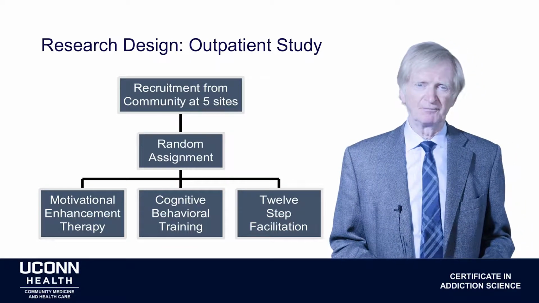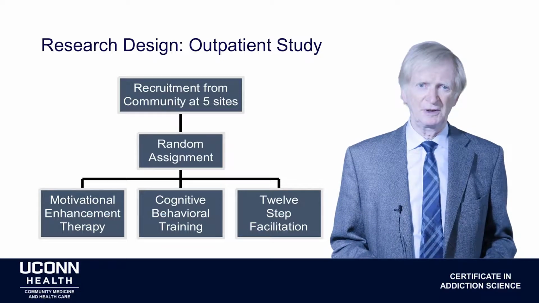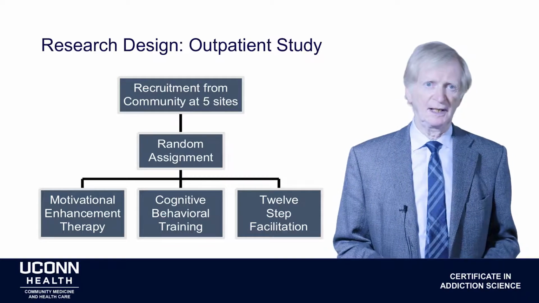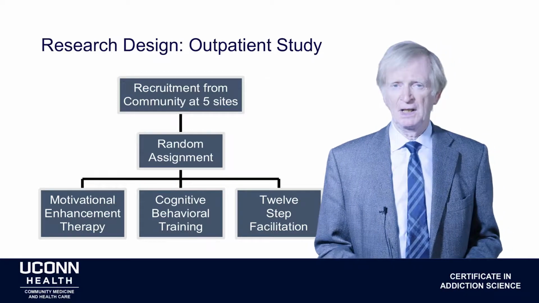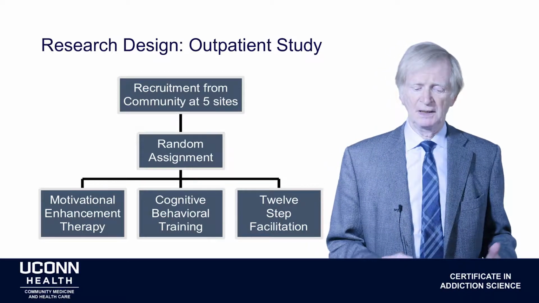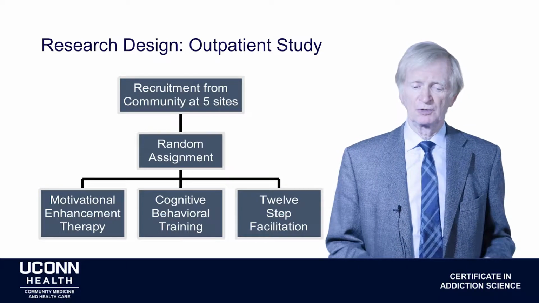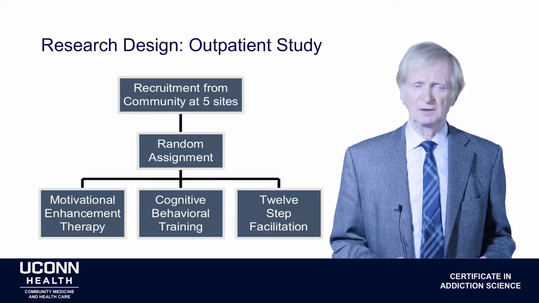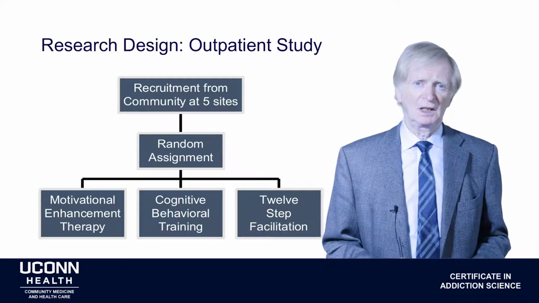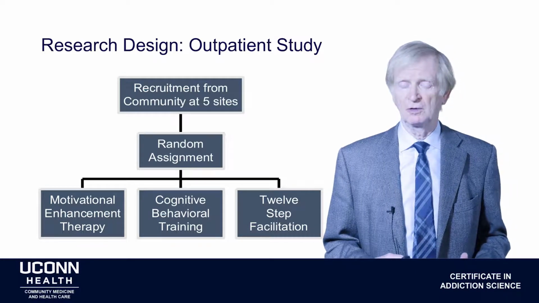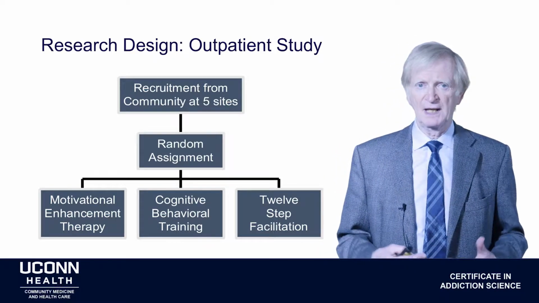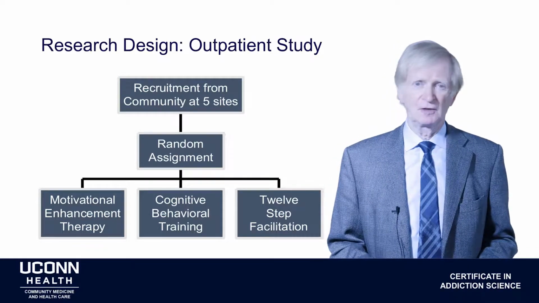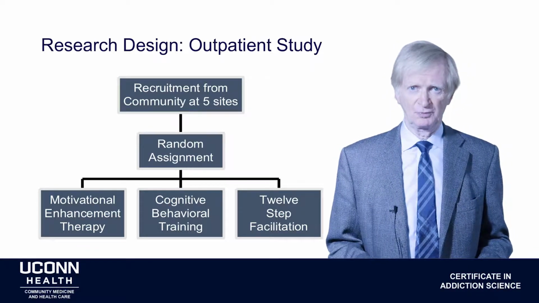In Project Match, if you remember, there was an outpatient arm and an aftercare arm. In both arms of the study, patients were randomly assigned to three different types of outpatient or ambulatory treatment: motivational enhancement therapy, cognitive behavioral therapy, and 12-step facilitation. In the outpatient arm, they were recruited from outpatient clinics that were delivering substance abuse treatment in 10 sites around the United States. In the aftercare arm, the patients were recruited from inpatient facilities after they were detoxed and finished usually a 20 or 30-day residential program.